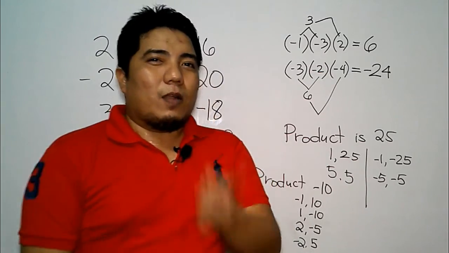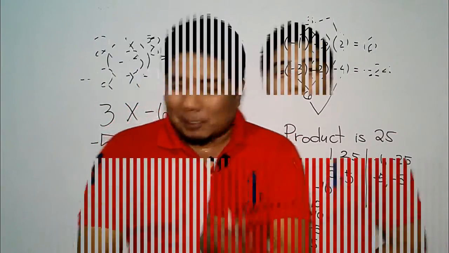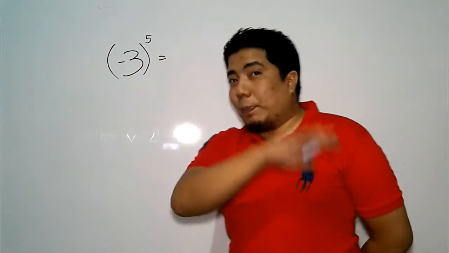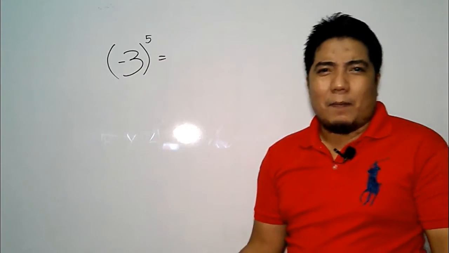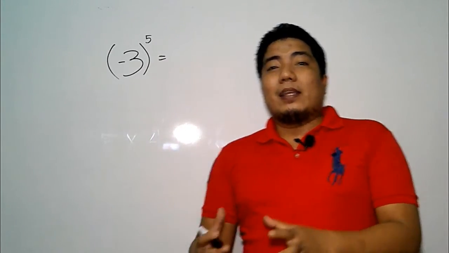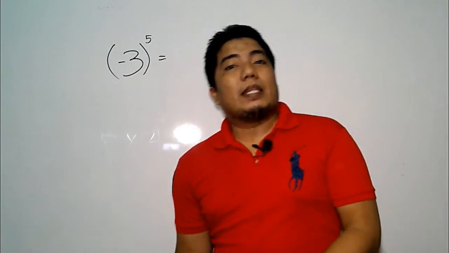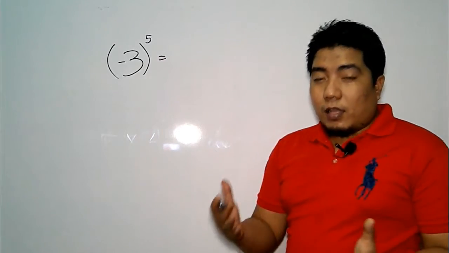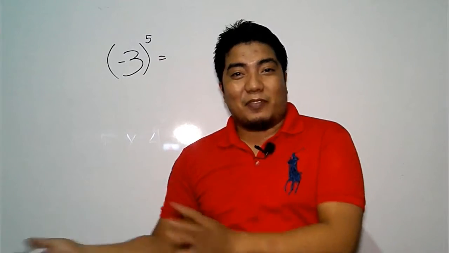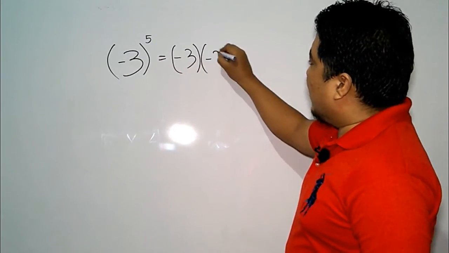Now, let's consider one more example. What if we are considering exponents? Okay, now, we have our final example. We have negative 3 to the power of 5. Now, what does this mean? In terms of exponents, it means you multiply the base. This is the base. This is the exponent. You multiply the base by itself. How many times? That's the exponent. So, what we will do is, we multiply negative 3 by itself 5 times.